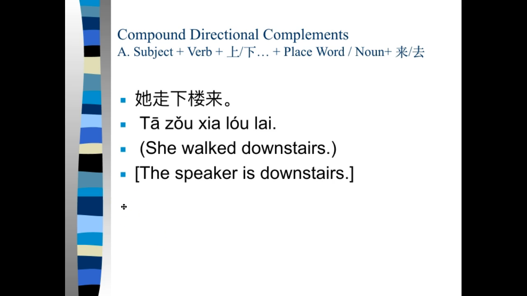For example, instead of saying 他走下楼, we add a 来 or a 去 at the end. So I would say 他走下楼来. What's the difference? Well, now you're giving more information about the speaker, right? 她走下楼. So she's going downstairs towards, right, here, towards whoever's speaking this sentence.